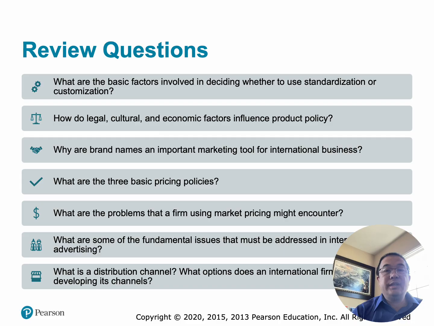Number 7, what is a distribution channel? What options does an international firm have in developing its channels? Distribution channel, the path that products follow from producer to customer. Channel options, direct channel, manufacturer to customer. So the pros here are that it allows for more control and profit.